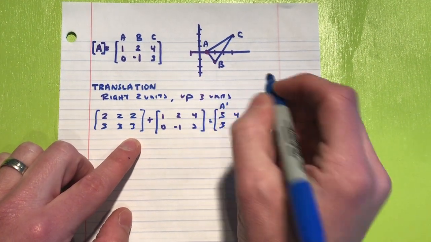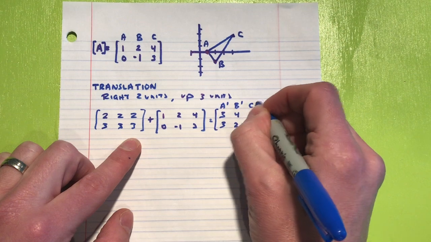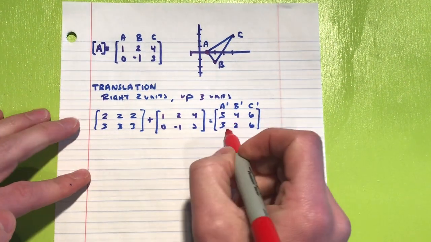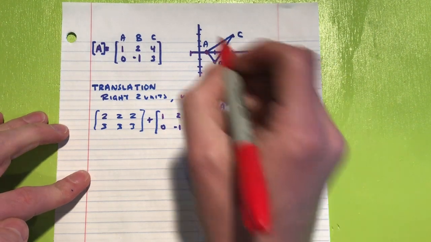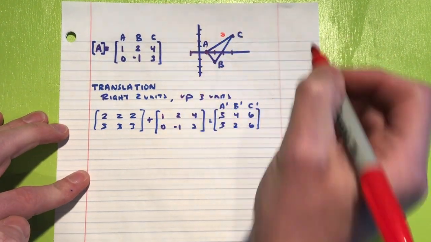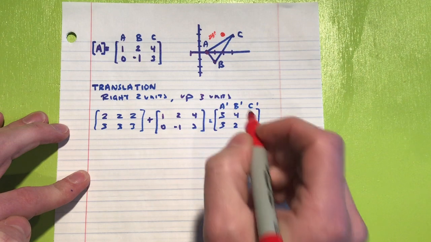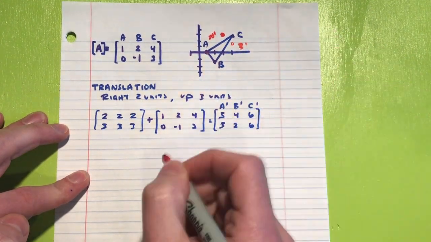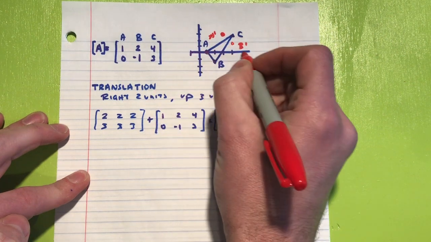This would represent A prime, B prime, C prime. Do this in red. We have now the coordinate 3, 3. That is A prime. B is moved to 4, 2. And C is now at 6, 6.